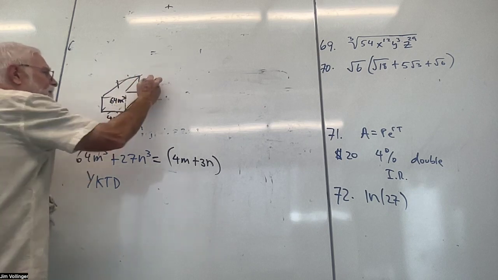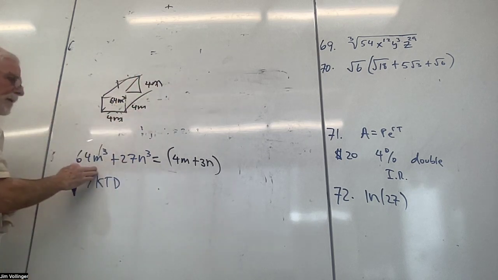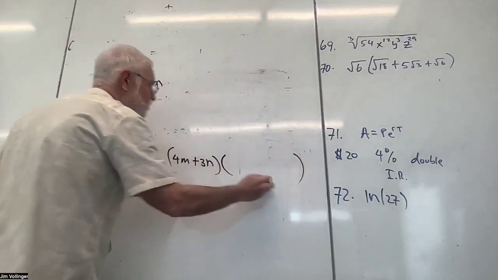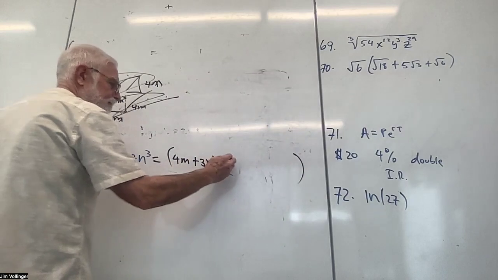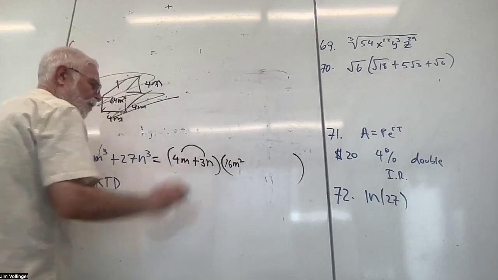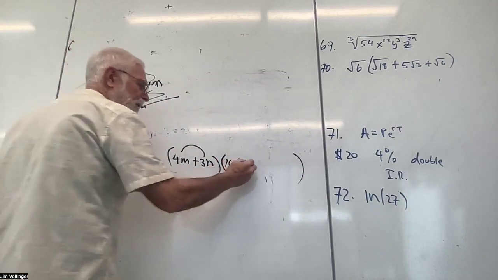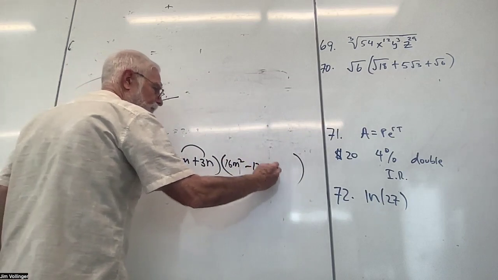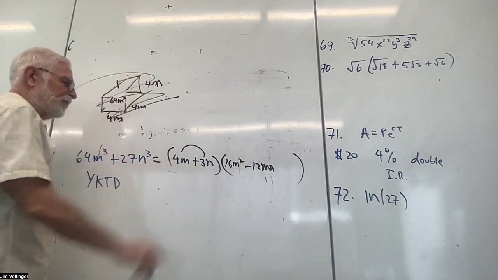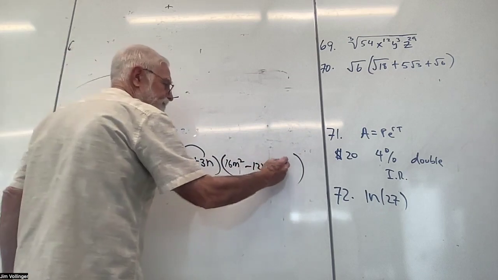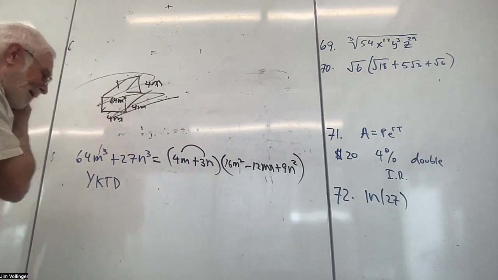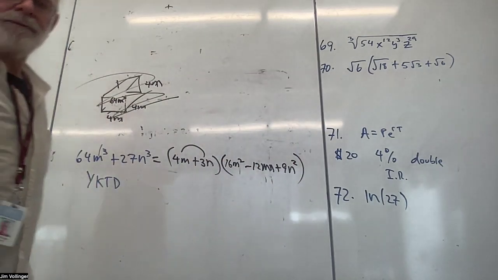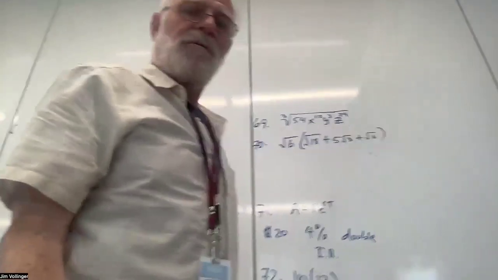And if you can do that for both terms, then the rest is a piece of cake because we don't look here anymore. We look here, we square that. We do the product, which is 12mn. We get rid of it because we need some cancellation, and we square that. And you're done. Okay, YKTD. All right, now we're moving right along.